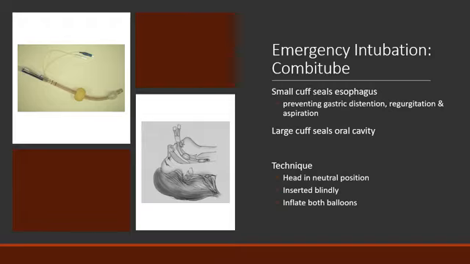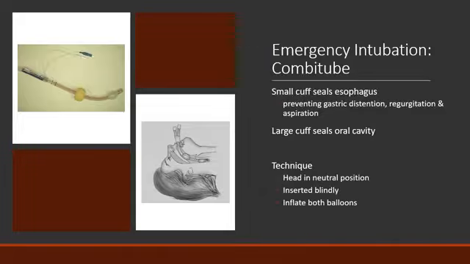Next, we'll talk about the combi tube. The combi tube is a nice emergency airway that's used typically in emergency situations. And really, it's a combination of two tubes in one. We've got a small cuff down at the bottom that seals off the esophagus, and then we've got a large cuff in the middle that seals off the oral cavity.